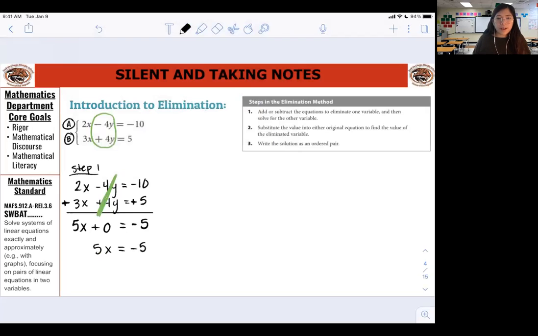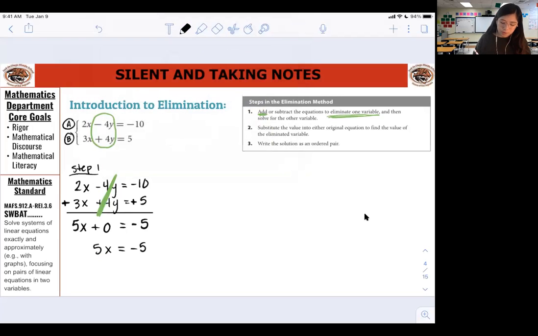And just like Raymond read for us before, once you add or subtract, in this case we added, when you add the equations and eliminate the variable, what did we eliminate? We eliminated y. The y, exactly. What we do next is solve for the other variable. So now we're going to solve for x.